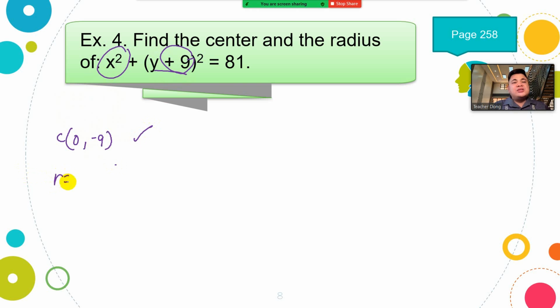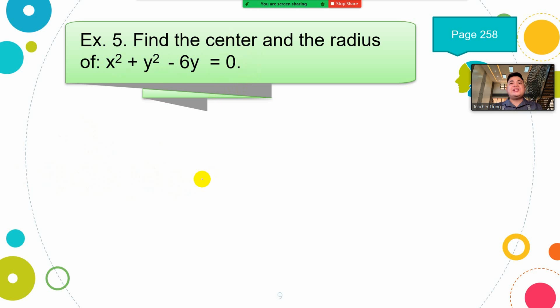How about the radius? For the radius, get the right side of the equation. The square root of 81 is just 9 units. So your center is (0, negative 9), and your radius is 9 units. Okay, I hope you can follow the discussion. Next.